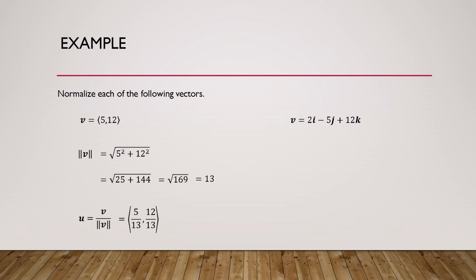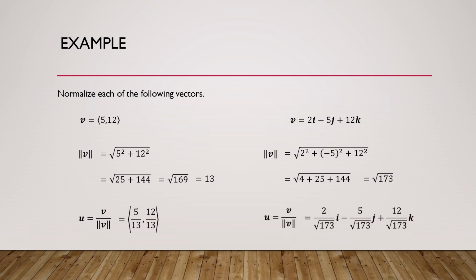The vector v equals 2i minus 5j plus 12k. The magnitude of v equals the square root of 2 squared plus negative 5 squared plus 12 squared. This simplifies to the square root of 4 plus 25 plus 144, or the square root of 173. Therefore, the normalized vector is 2 over the square root of 173 i minus 5 over the square root of 173 j plus 12 over the square root of 173 k.